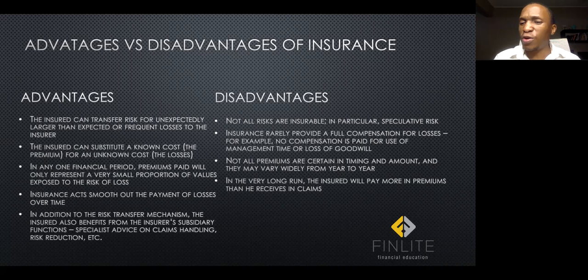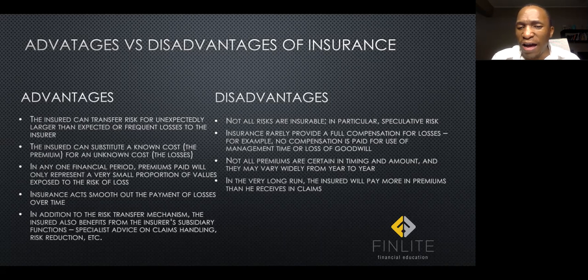So if there's speculative risk, speculation means that getting into this transaction, for instance, if you invest in the JSE, it could either be a loss or a profit. So there's no insurance that would say, if it's a loss, then we are insuring you for that loss, because you went in knowing that there's speculation that you might lose or you might win. So that kind of risk is not insurable.